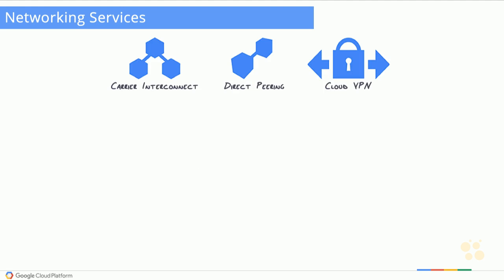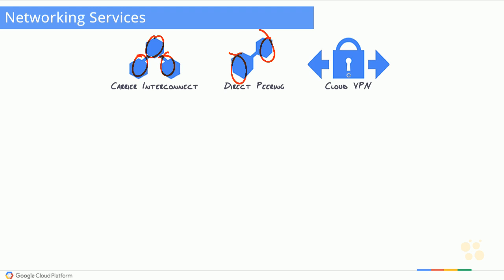We also have a nice range of networking services. Carrier Interconnect, for instance, allows us to use enterprise-grade connections to connect our infrastructure to Google through a service provider. So literally you, service provider, Google. There's also direct peering, which allows you to get right on to Google's infrastructure by connecting your infrastructure to their edge network. So literally you, Google.